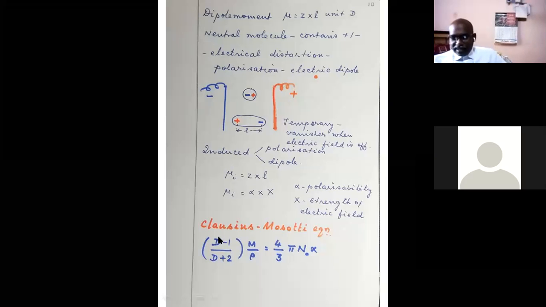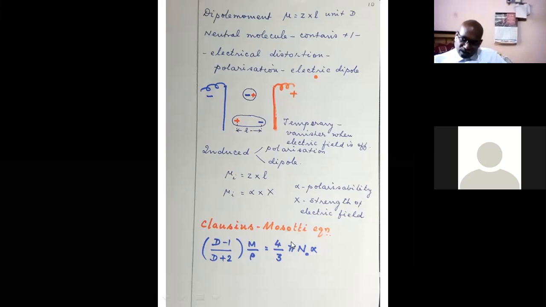Understanding all these things, two scientists called Clausius and Mosotti gave an equation to relate the dielectric constant and the polarizability. The equation is: D minus 1 divided by D plus 2 into M by rho, this is not p, this is rho, is equal to 4 by 3 pi N0 alpha. N0 is the Avogadro number. In certain books, this will be written as Na or simply N, but you should not get confused. It is the Avogadro number.